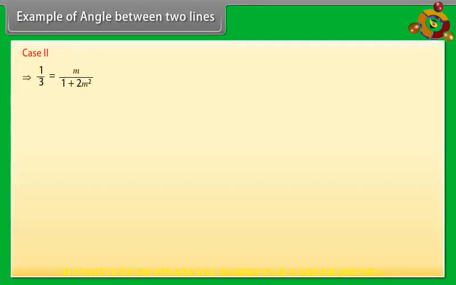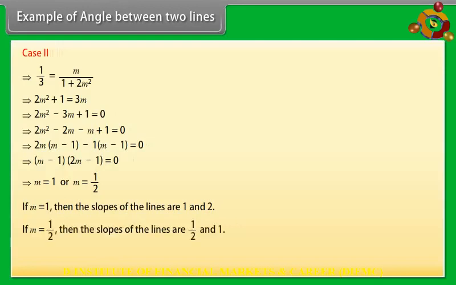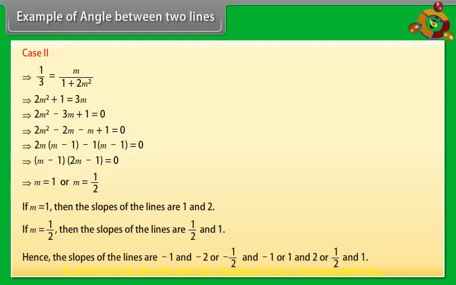Case 2. 1/3 is equal to m divided by (1 plus 2m square). On solving, we get m is equal to 1 or m is equal to 1/2. If m is equal to 1, then the slopes of the lines are 1 and 2. If m is equal to 1/2, then the slopes of the lines are 1/2 and 1. Hence, the slopes of the lines are -1 and -2, or -1/2 and -1, or 1 and 2, or 1/2 and 1.